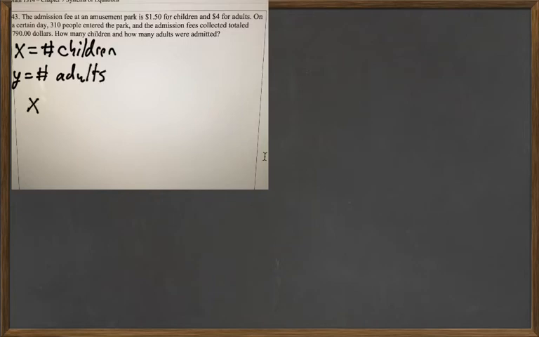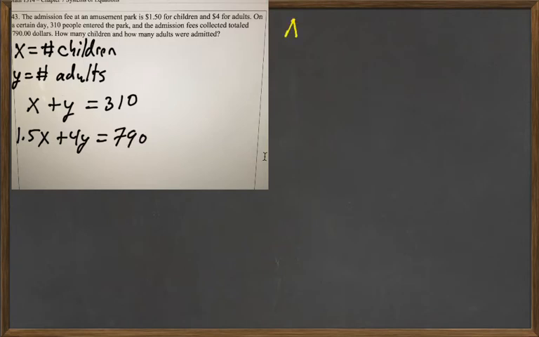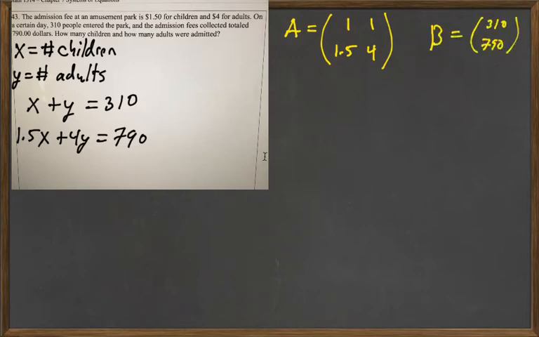And so we'll need to get 2 equations. If we add the number of children plus the number of adults, that was the total number of admissions, which is 310. And if we want to find the revenue, $1.50 times the number of children plus $4 times the number of adults was equal to 790. Okay, so we can go ahead and get our matrix A, which is 1, 1, 1.5, and 4. And we can also mention our matrix B, which is 310 and 790.